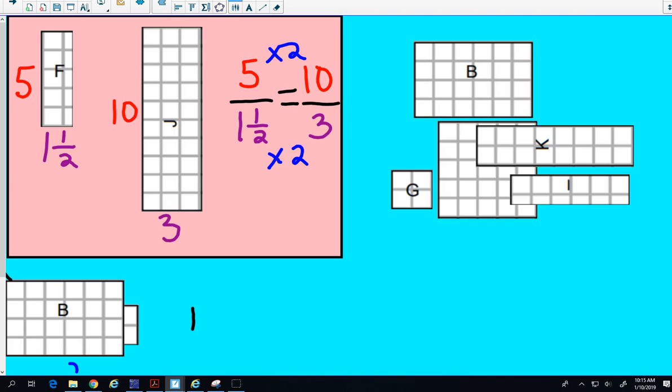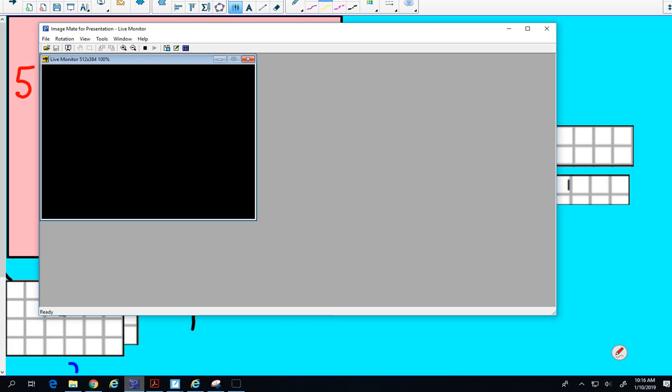Once you've done that, you can pause the video and then you can check your work with my notebook. And what you should have are the remaining 2 similar shapes. You guys got it? The last two.